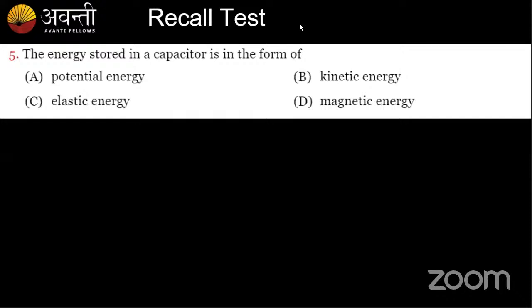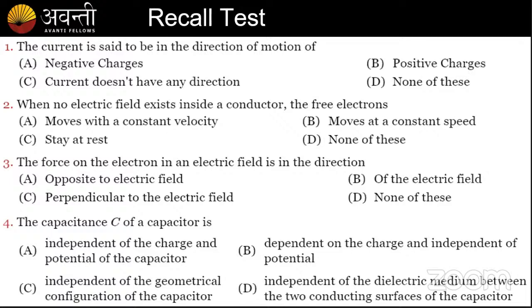The energy stored in the capacitor is in the form of option A, potential energy, option B, kinetic energy, option C, elastic energy, option D, magnetic energy. I'm reverting back to the previous screen. I hope everyone has answered. I received only 7 responses out of 16 plus students. Please reply, others please try to respond. I'll wait 30 seconds more. Let's see how many of you got 5 out of 5. I'm going to end the poll.